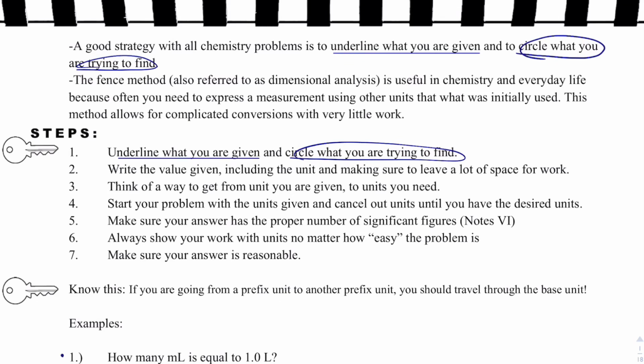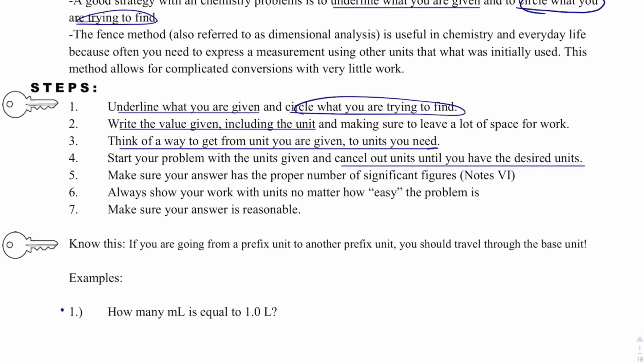And then what we're going to do is write the value given in the unit that we're also given with it. And then we want to think of a way that gets us closer to our desired unit. And then we need to start canceling units. One thing that's important to understand is that if I take 5 and I divide it by 5, that gives me 1. Those 5s cancel.